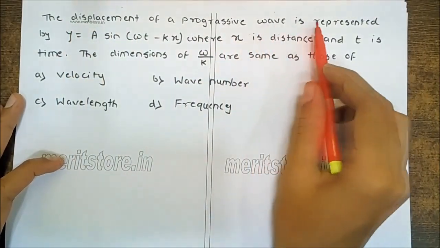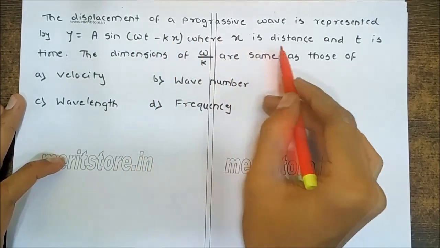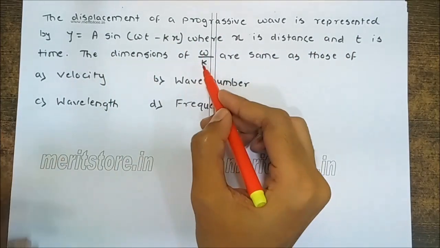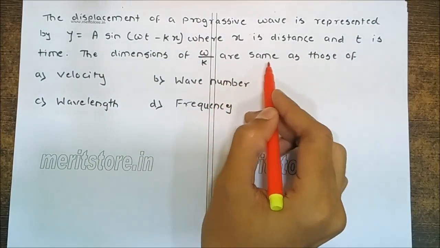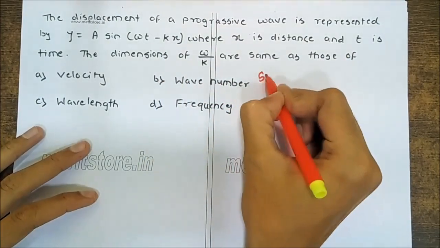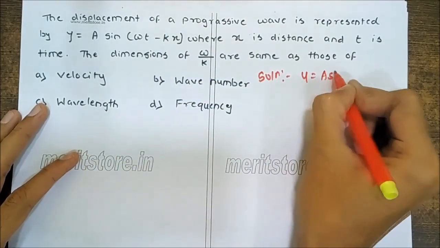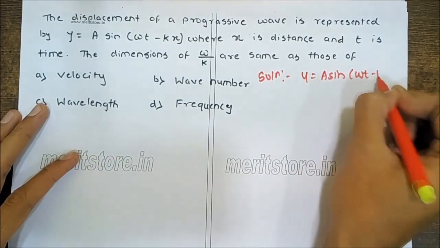Displacement of a progressive wave is represented by y equals a sin(ωt − kx), where x is the distance and t is the time. The dimensions of ω/k are the same as that of velocity, wave number, wavelength, or frequency. So that we need to find out. Firstly, we have the equation y = a sin(ωt − kx).